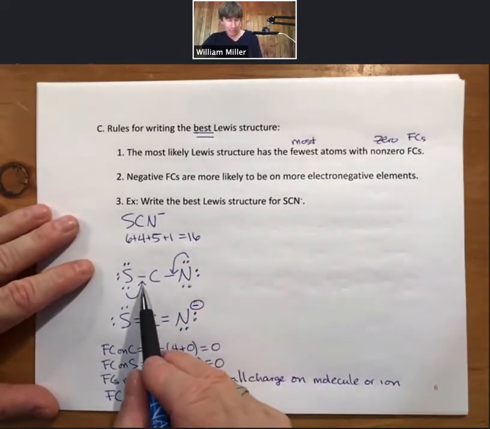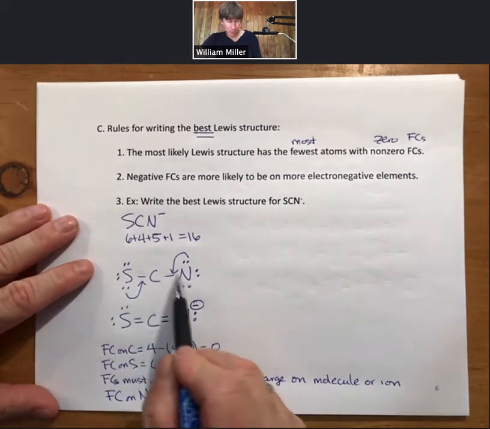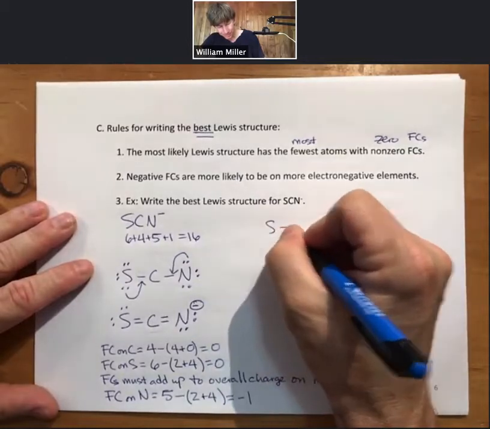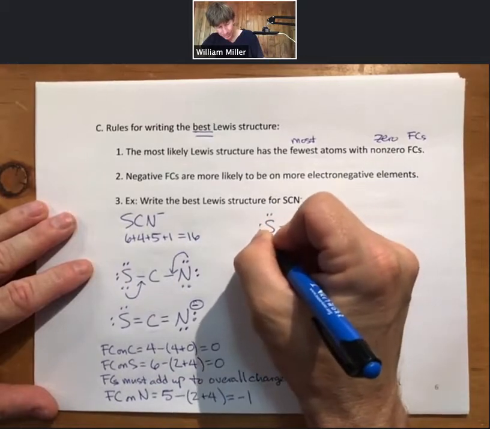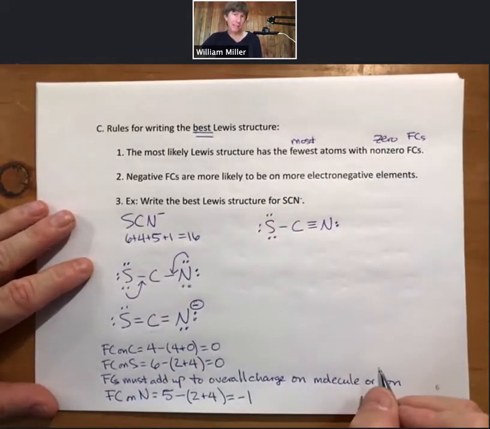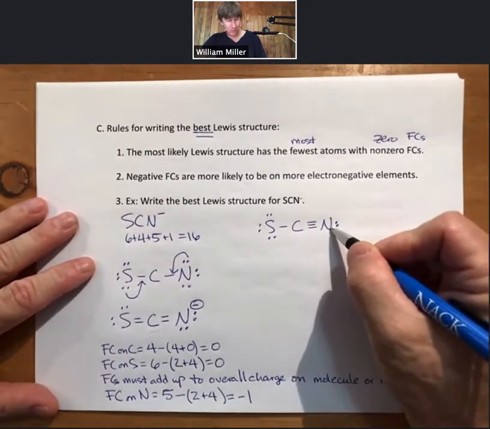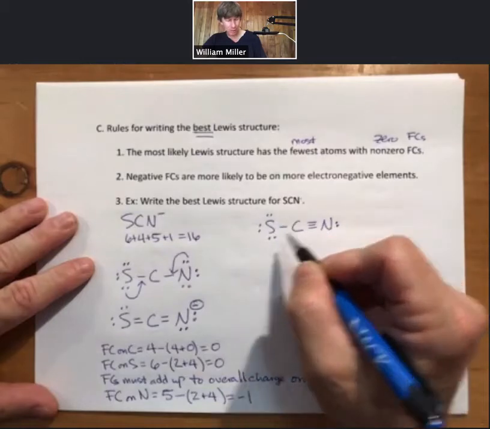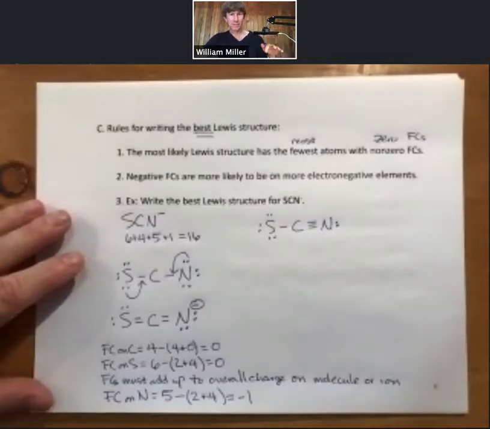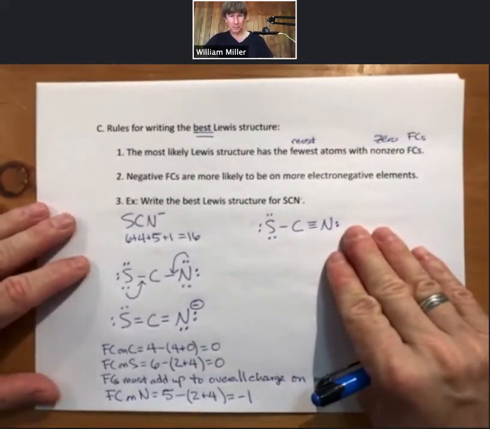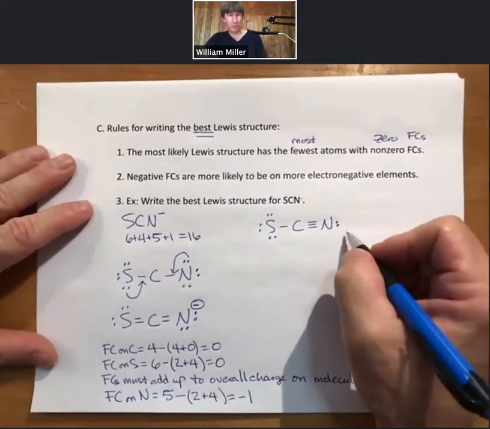Now, there's another case here where we could have done something like this. Instead of doing 2 double bonds, we could have done a triple bond here, and a single bond between the sulfur and the carbon. We still have 8 valence electrons for nitrogen, 8 for carbon, and 8 for the sulfur. I apologize that this keeps losing focus here. We'll work on that. But now let's do a formal charge analysis.